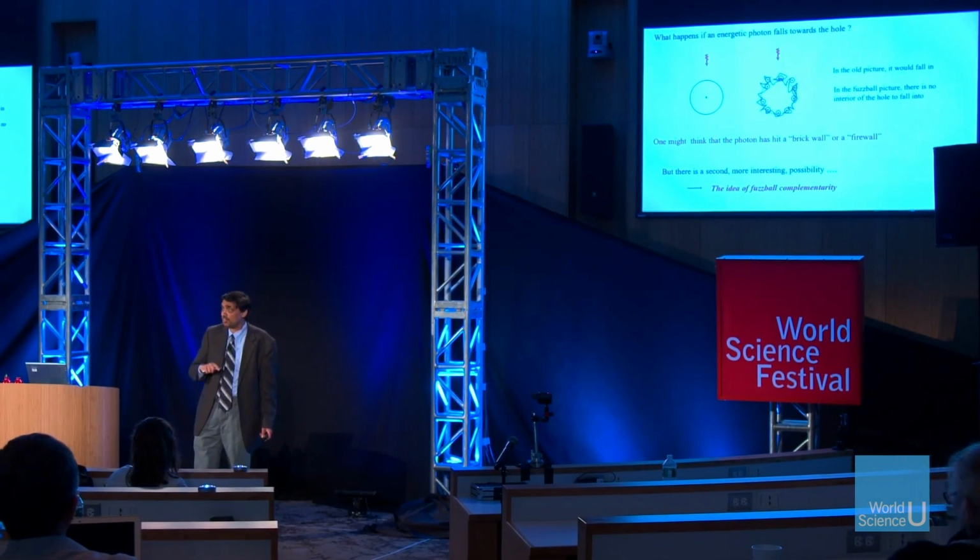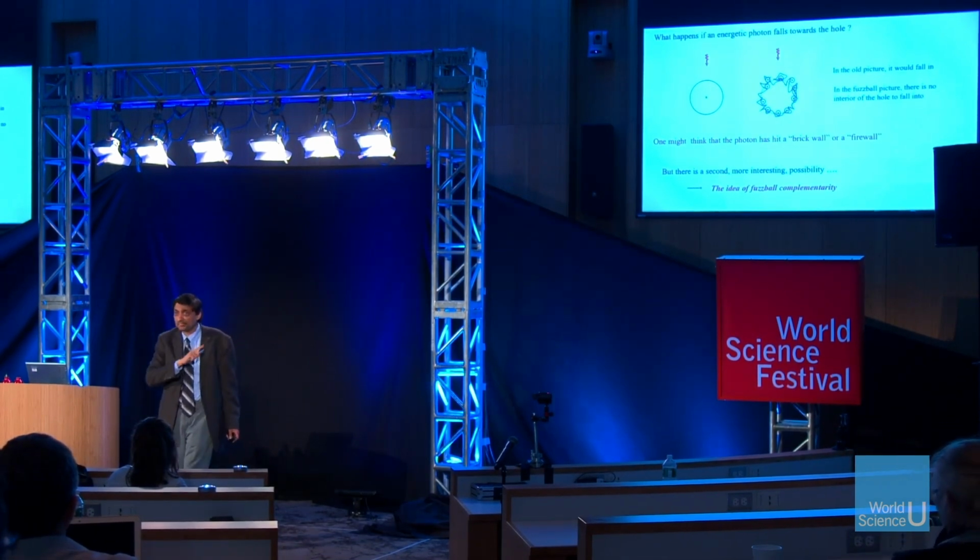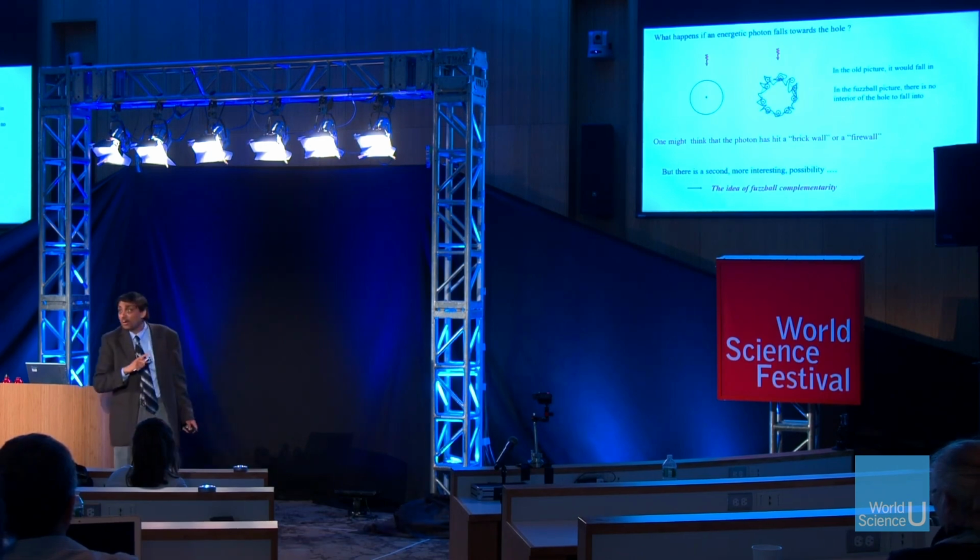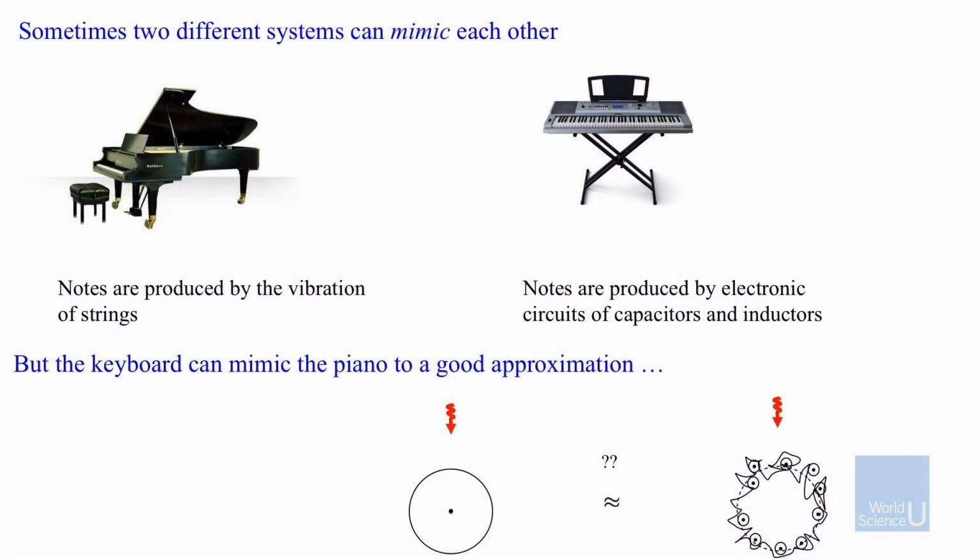This kind of an idea is called complementarity, and it's sort of at the cutting edge of where we are. This is something we don't know if it is true or if it's not true. I hope it is true, because it's a beautiful idea. It will allow us to save our classical intuition. Okay, so what's the idea over here? Sometimes two completely different systems can mimic each other. So if you go to a room and you hear the sounds of a piano, you might think, hey, there must be a wonderful grand piano over here.